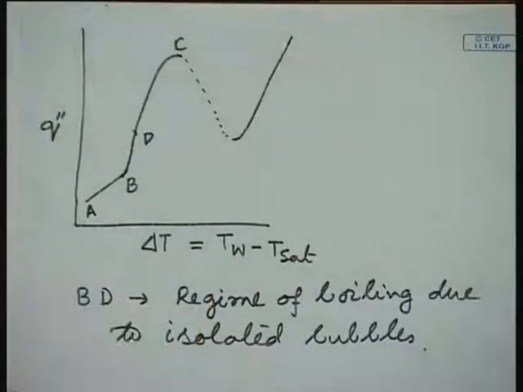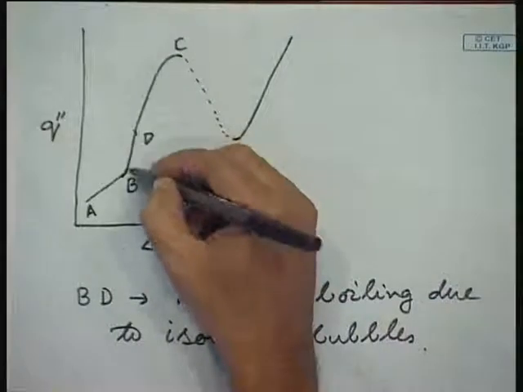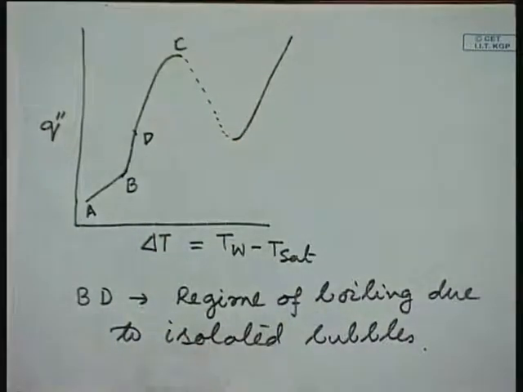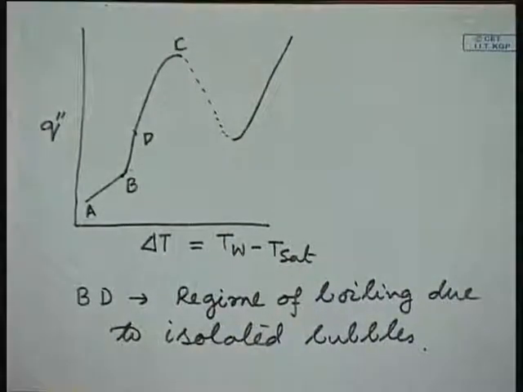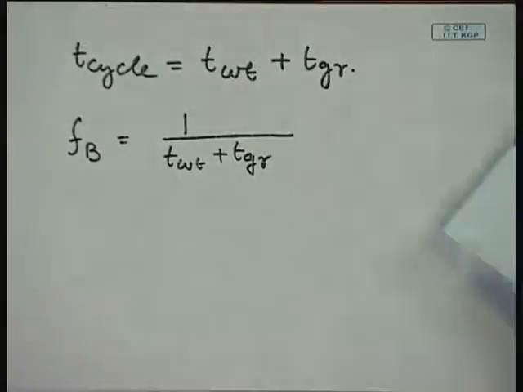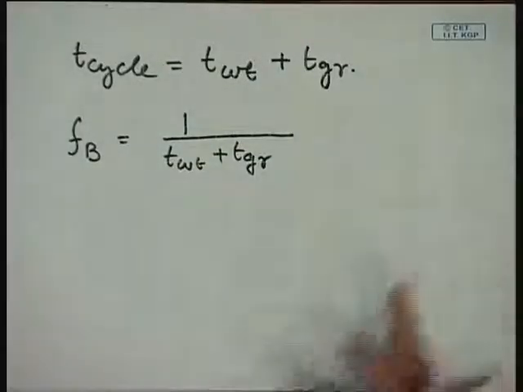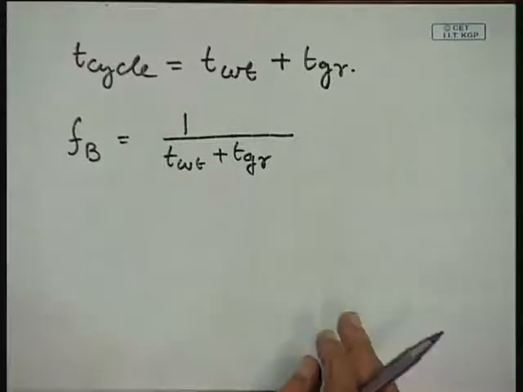This generally is determined from experiment, but suppose we want to do it theoretically, at least for this part of the curve. We will see the other parts of the curve later on, but for this part we can determine theoretically the value of Q double prime, the wall heat flux. How can we do it? A very simple equation can be written.